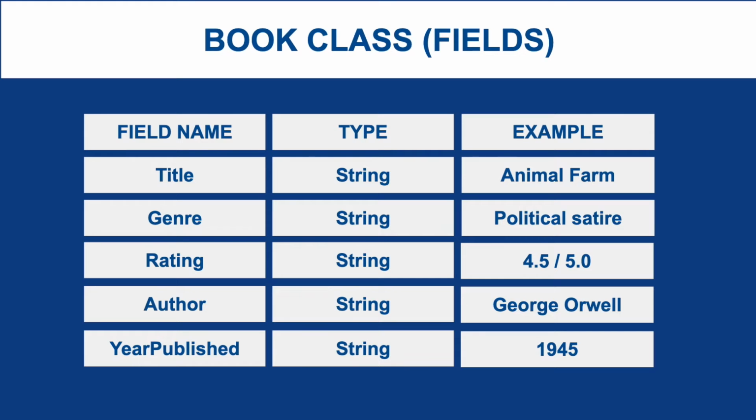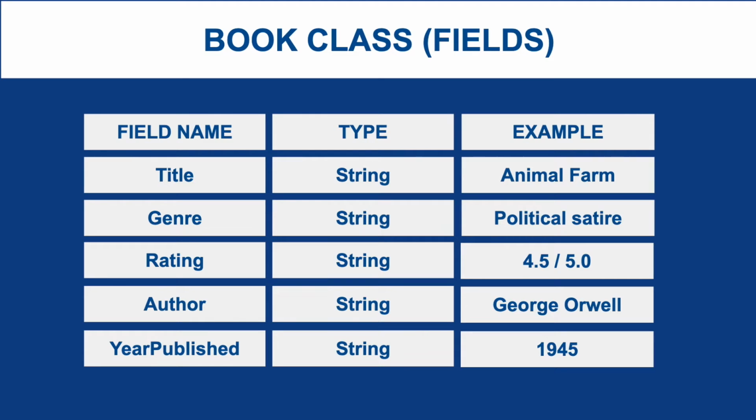So let's just actually break this down a little bit. So you could have a class, the book class, for example, where the field name was title, so the very first row here, and the type was string. And then the example data, the example string that you have is, for example, Animal Farm. The next one would be genre, and then rating, and then author, and then year published. As you can see, these are all different variables, but they all actually belong to the book class.